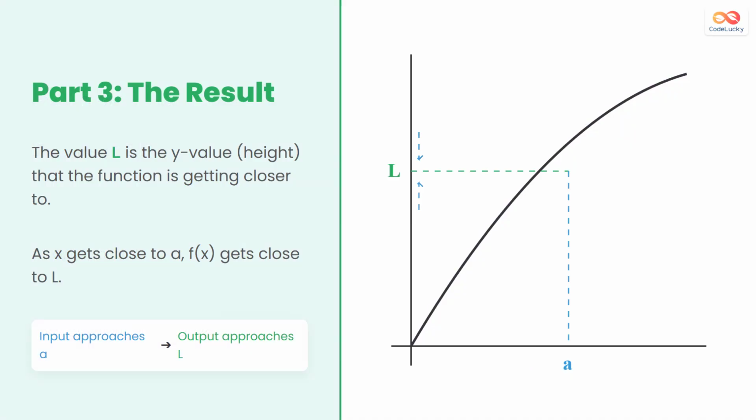Finally, we have L. This is the result. L is the specific height or y value that our function is getting closer to. Even if the function never quite hits that exact height, L is the value it is trying to reach.